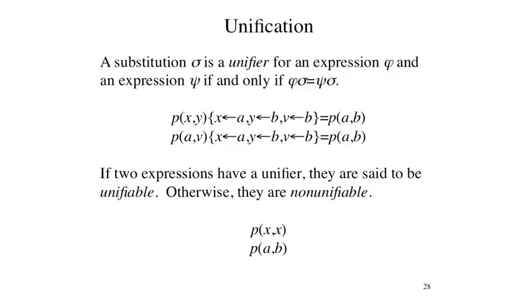An example of non-unifiable expressions shown here would be p of x, x on the one hand and p of a, b on the other. There's no way to bind x so that it's the same as a and at the same time the same as b.